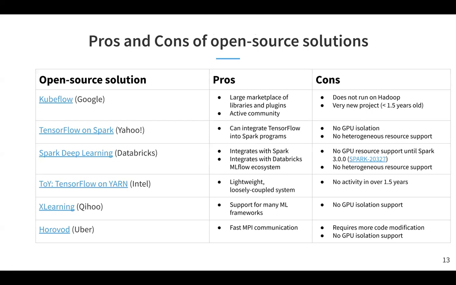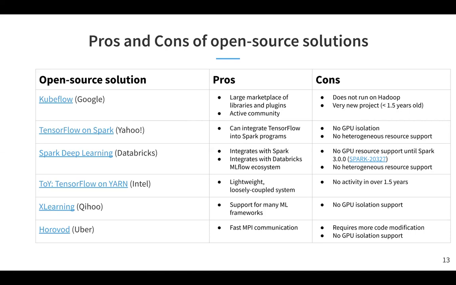So here's a quick table comparing different solutions, what the pros and the cons are. For Kubeflow, it's actually a pretty active project. It has a very large marketplace of libraries and plugins, and the community is pretty active because it sits on top of Kubernetes, and Kubernetes is pretty active. But there are a couple of issues. The first issue is that LinkedIn is a heavy Hadoop shop, so you have clusters of tens of thousands of machines. It's not that easy to just swap out Hadoop for another system which is not scalable yet. And also Kubeflow is pretty new. That's why we cannot use Kubeflow at LinkedIn, at least for the next couple of years.